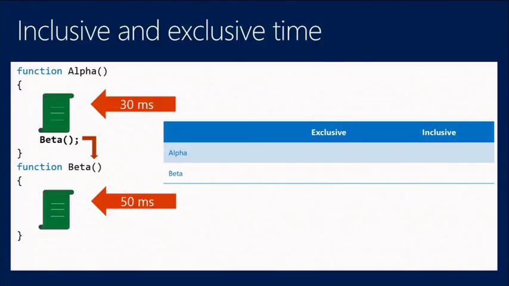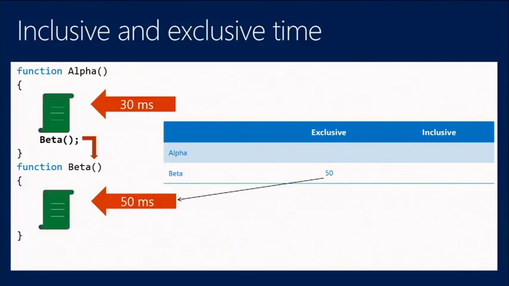Now, just as an example to help explain inclusive versus exclusive time, we can look at two methods, alpha and beta. Alpha takes 30 milliseconds to execute the code contained within just alpha. It then calls out to beta, and beta takes 50 milliseconds to execute. So when you look at the exclusive time for beta, it's 50 milliseconds.